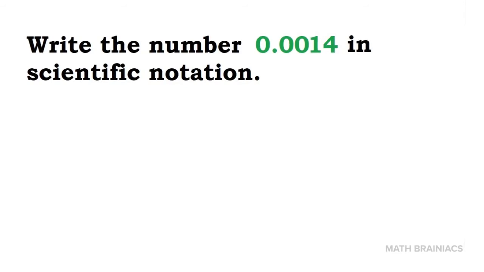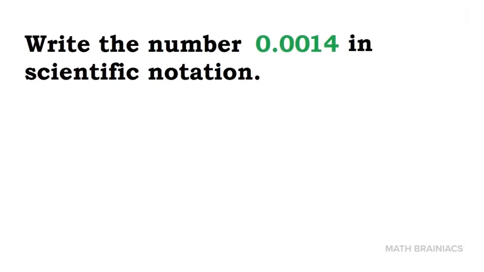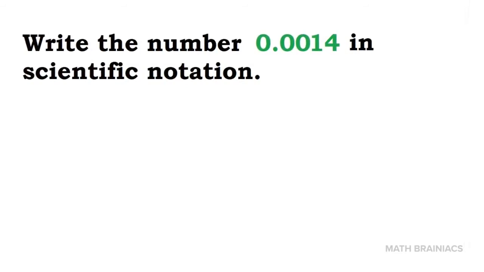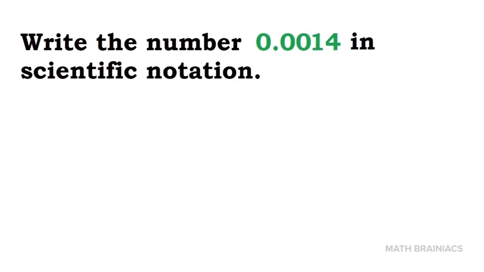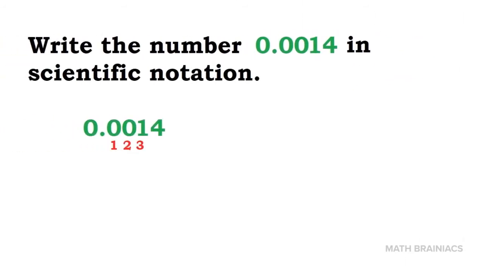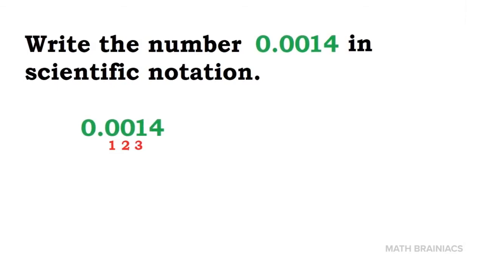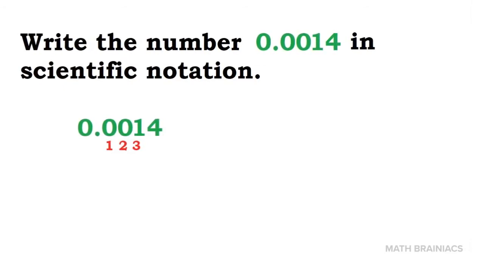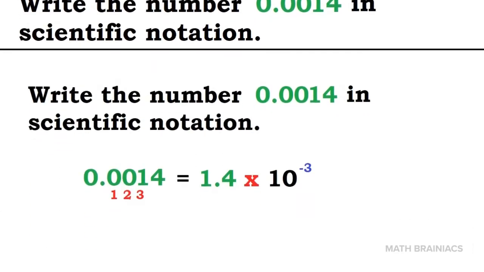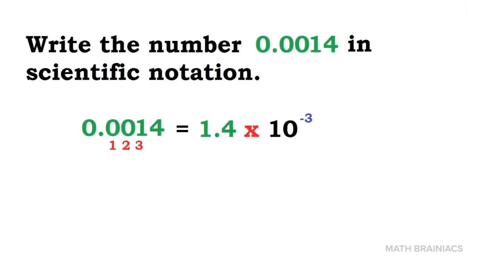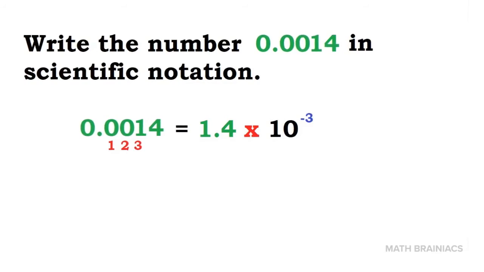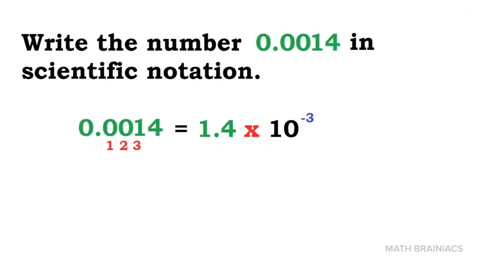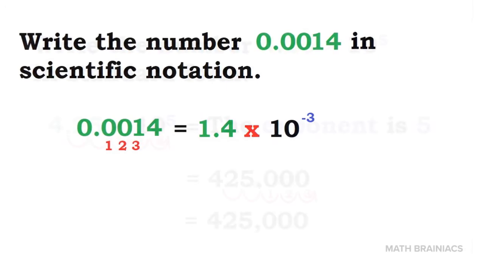Let us work on another example so that you can perfectly understand the lesson. Write the number 0.0014 in scientific notation. You can spot here that the decimal point is 3 places from the first real number. And again, the decimal point is going to the right. Accordingly, 0.0014 will give us 1.4 times 10 to the power of negative 3.